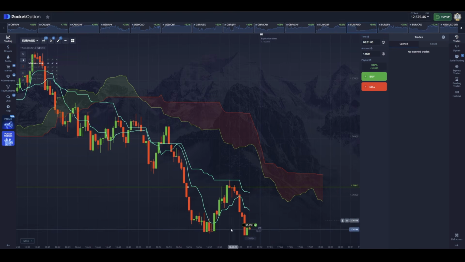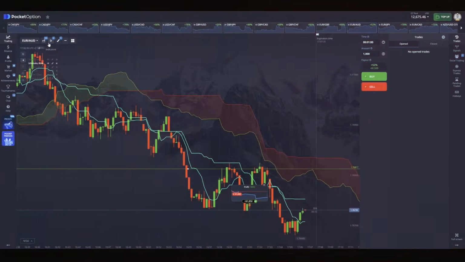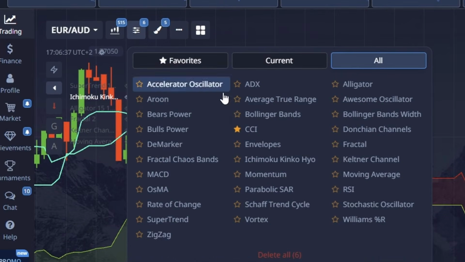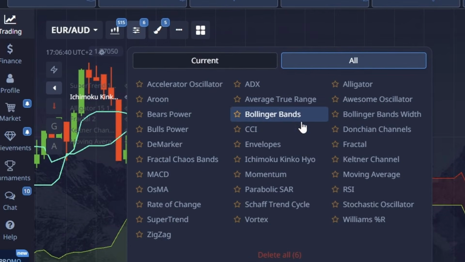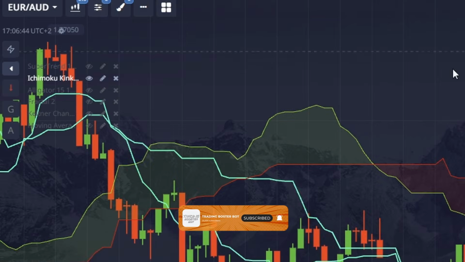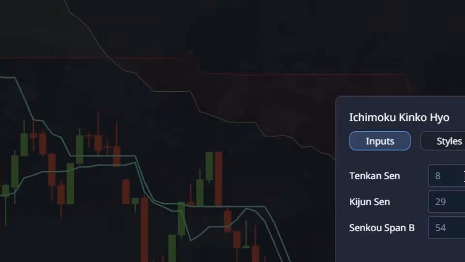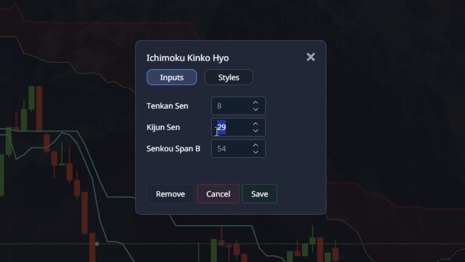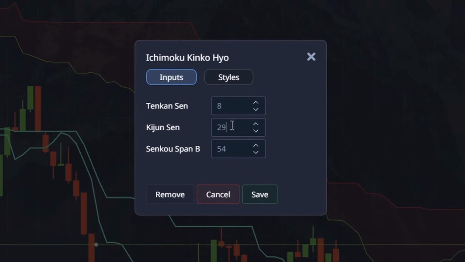And this excellent trade brings me $850, awesome! So, how do you actually set up and add this indicator? First, you need to go to Indicators. Then, right here, you'll find Ichimoku. Add it, and now you need to configure it. Set the exact same parameters, 8, 29, and 54.